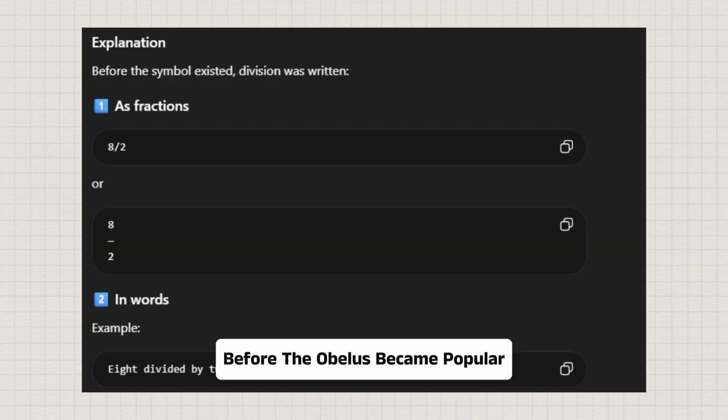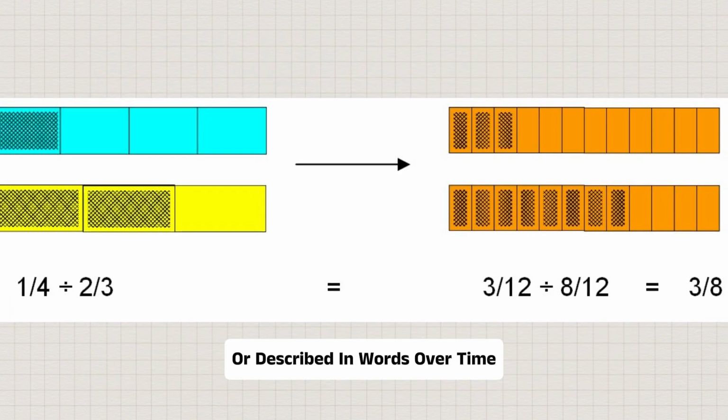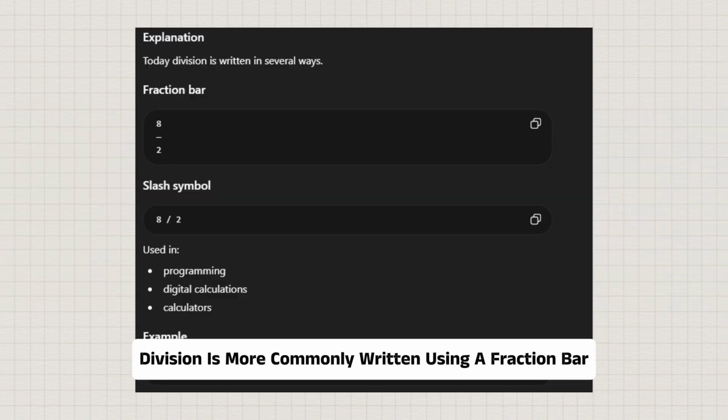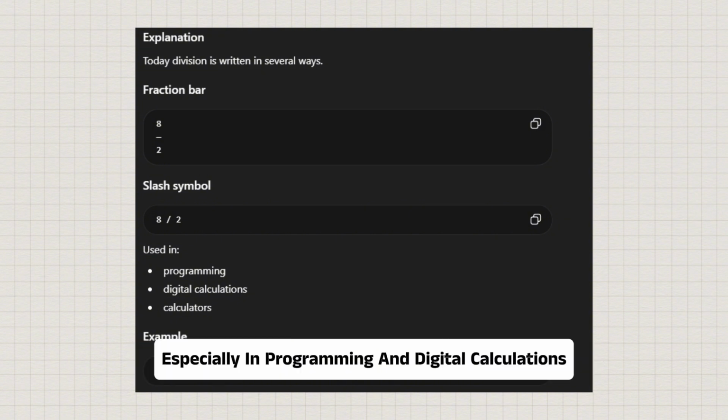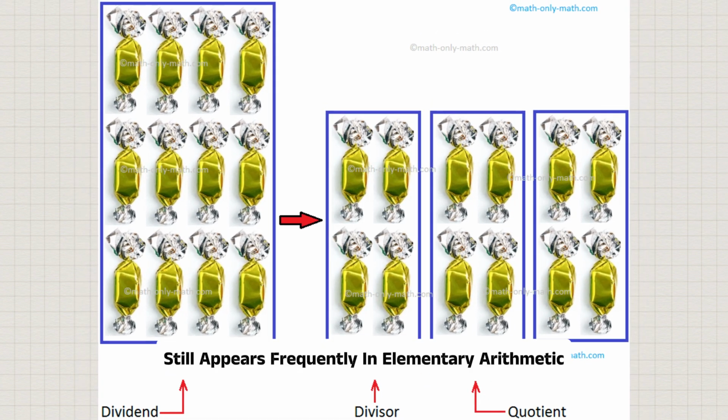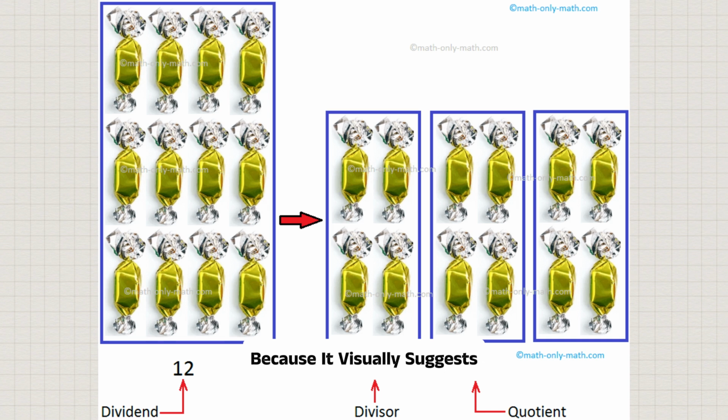Before the obolus became popular, division was often written as fractions or described in words. Over time, different mathematical communities preferred different notations. In modern mathematics, division is more commonly written using a fraction bar or a slash symbol, especially in programming and digital calculations. The obolus still appears frequently in elementary arithmetic because it visually suggests the idea of splitting one number into parts.